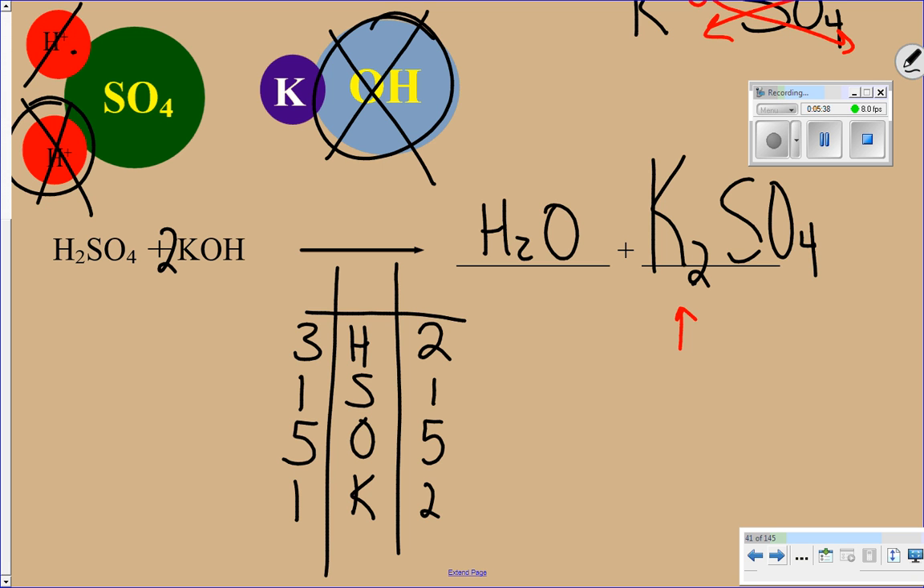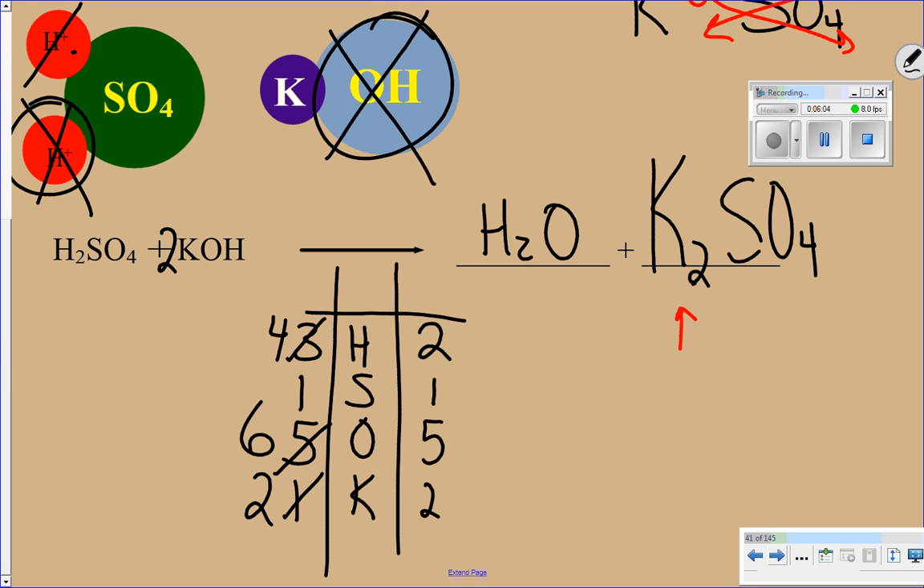When I put a 2 in front of KOH, that turns the potassium into a 2. When I count up my oxygens, I have 4, 5, 6, and for my hydrogens, 2, 3, 4. So I put that 2 out front. I did not change my sulfurs here.